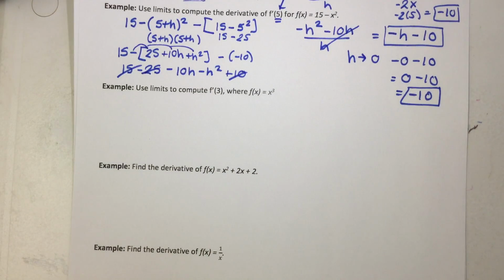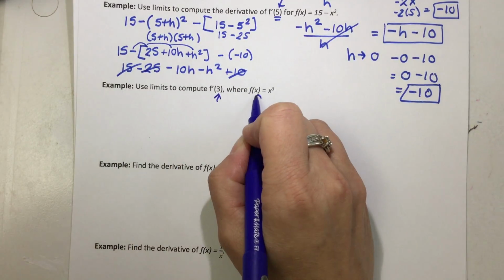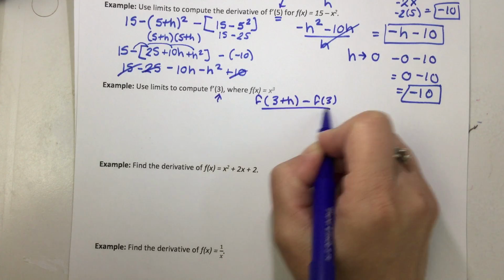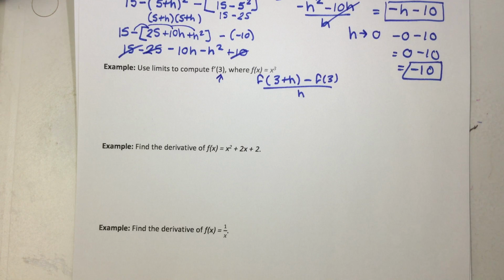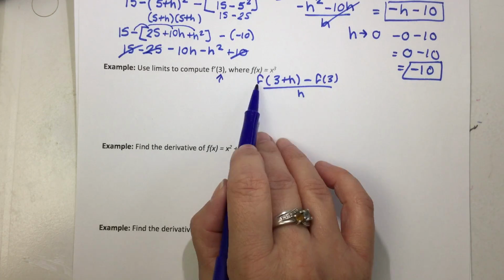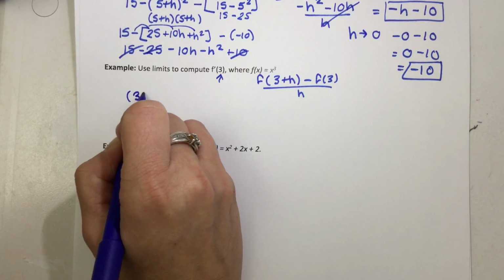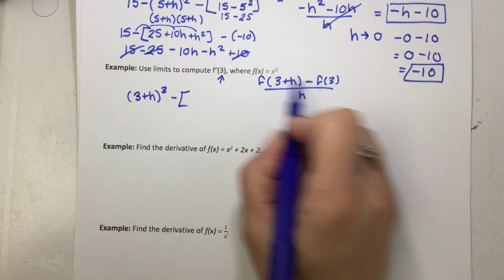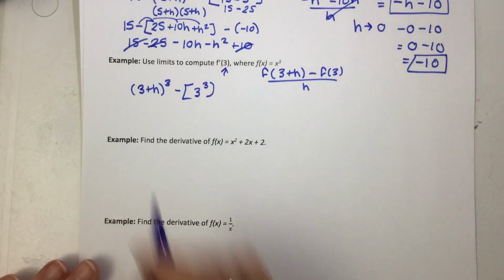Let's go ahead and do another one. This time, we are replacing the x with a 3. So our formula is f of 3 plus h minus f of 3 over h. So again, it's the same formula we've been using, but instead of an x, they gave us a numerical value. So the first thing we do is go ahead to the original function, change the x to 3 plus h. So it's (3 plus h) quantity cubed minus the original function, but put in a 3. So 3 cubed. So let's go ahead and simplify the top.